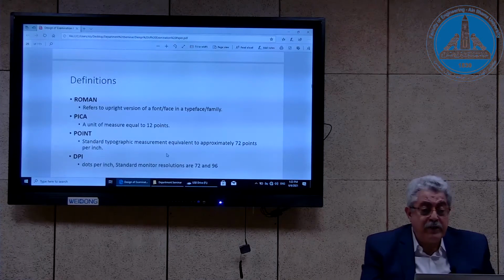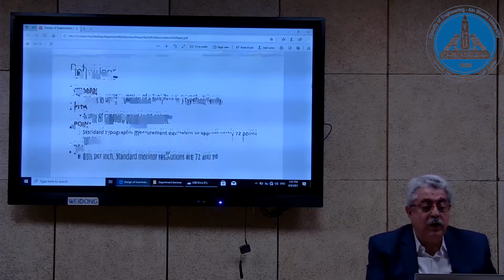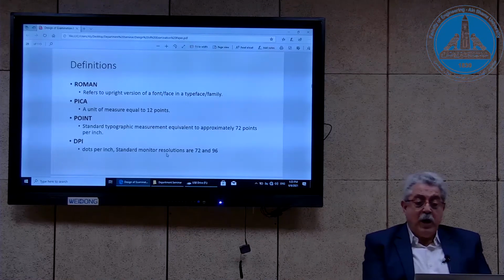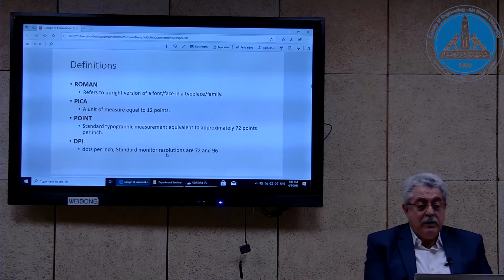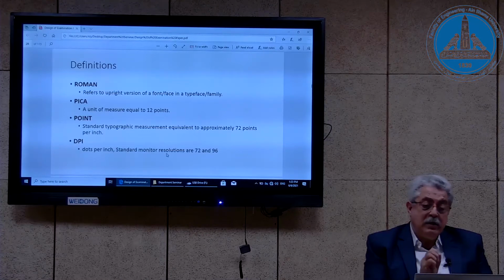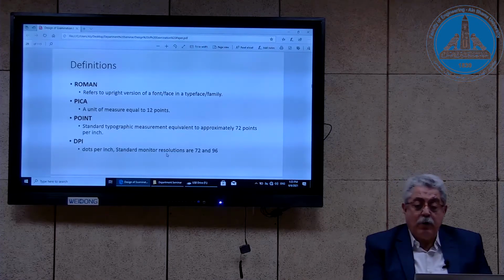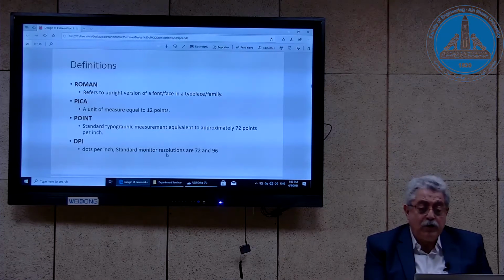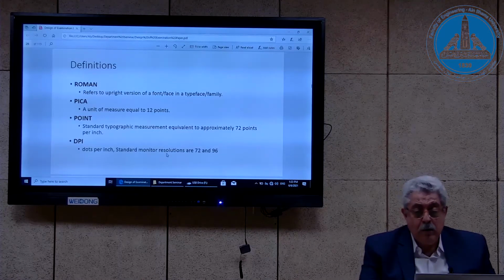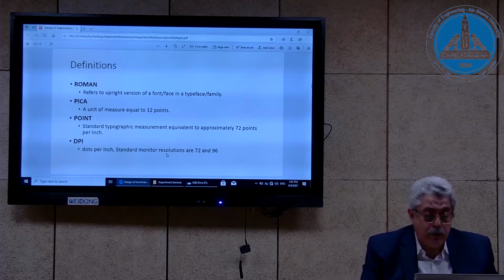Here are some basic definitions related to typography, like Roman, which refers to the upright version of a font face in a typeface family. Pica is a unit of measure equal to 12 points, and point is the standard typographic measurement, equivalent to approximately 72 points per inch. And these are the points we use when we use Microsoft Word to control the size of letters. 12 points means 12 multiplied by 1 divided by 72 of an inch.